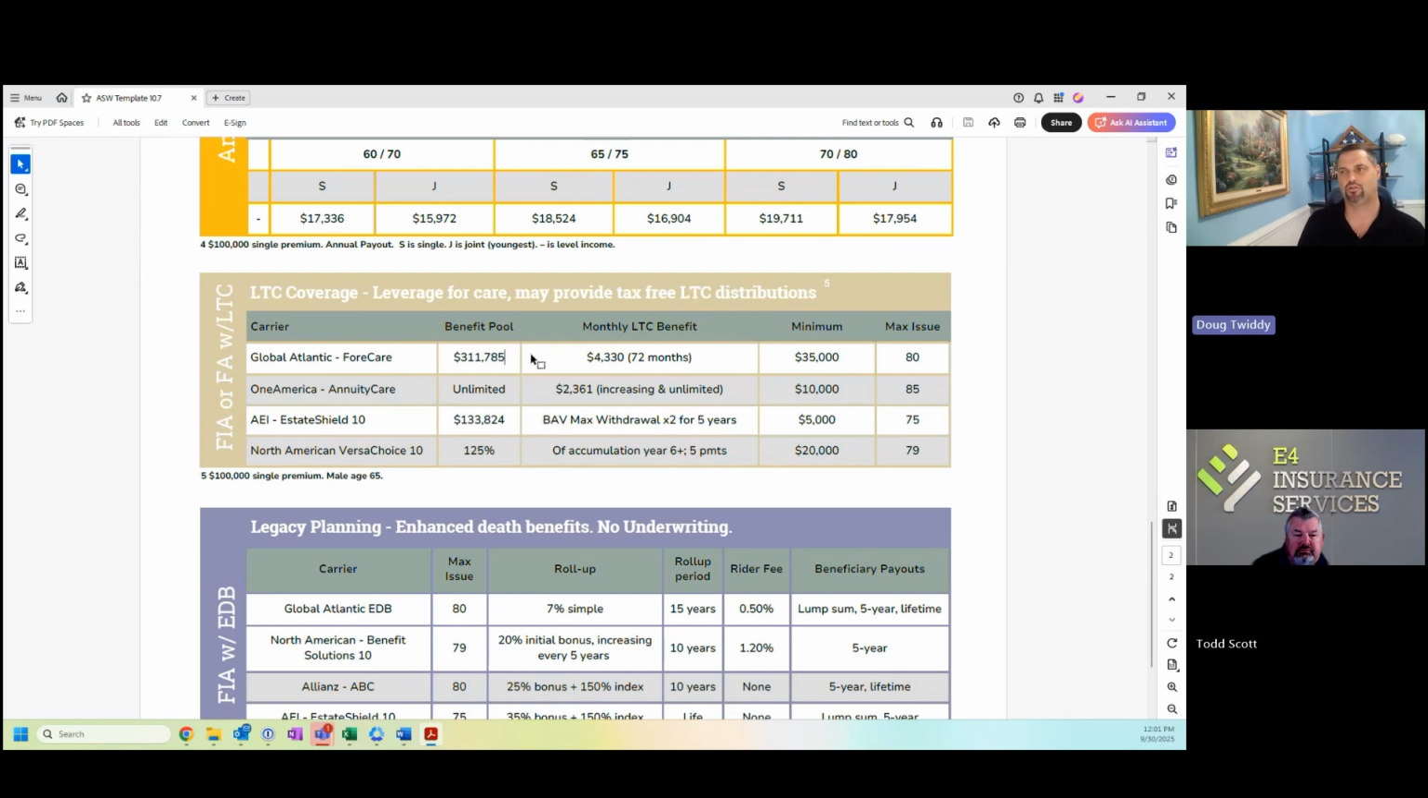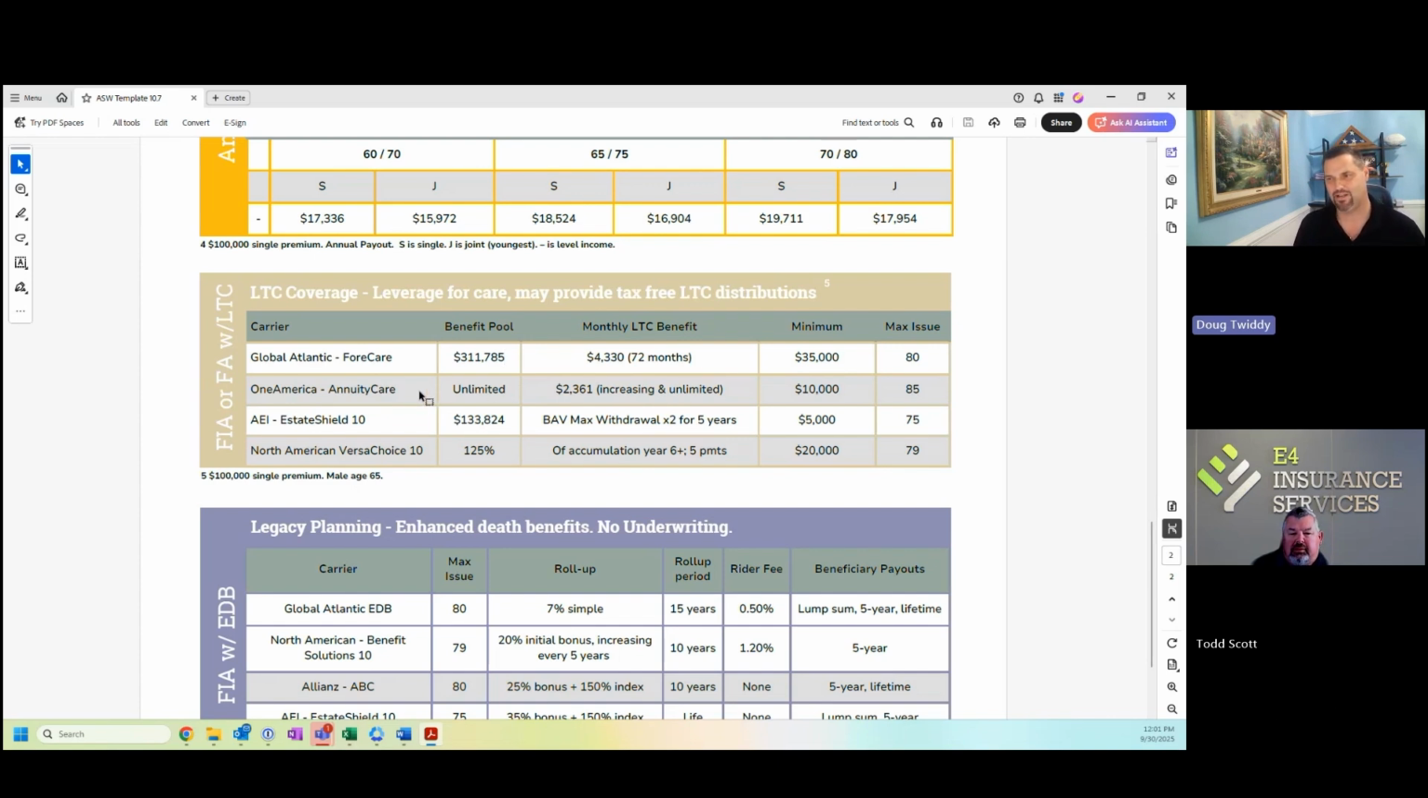And if you ever need long-term care, it'll give you $4,300 a month for 72 months. If you don't need long-term care, it's still your annuity, it's still your money. You can take it and run. And if you pass away and never used it, the whole account value passes to a beneficiary, just as it was going to in the other place you were letting it sit with no amplified long-term care value. So we have some really, really good long-term care options.